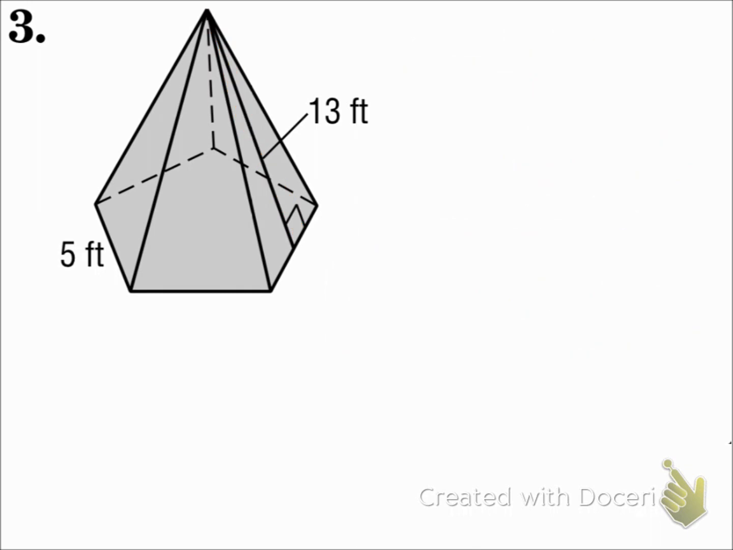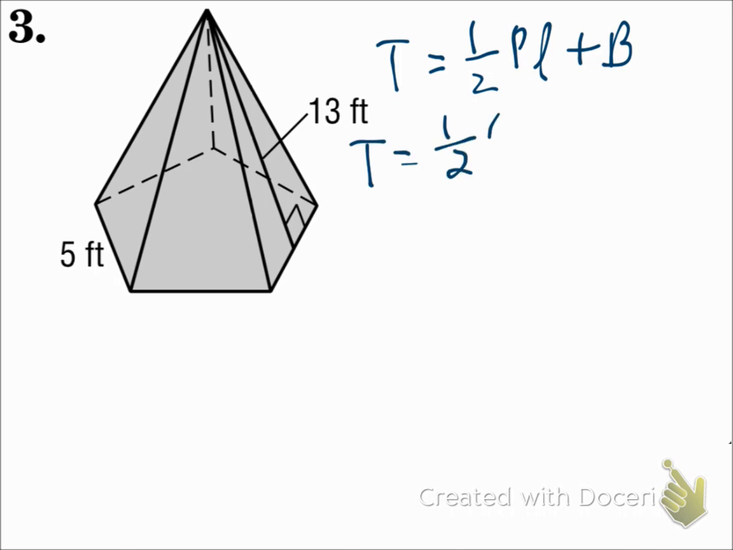For the total surface area, we'll use the formula T equals half perimeter times the slant height plus the area of the base. Well, we already know the perimeter and the slant height from the lateral area, and now we need to know the area of the base.